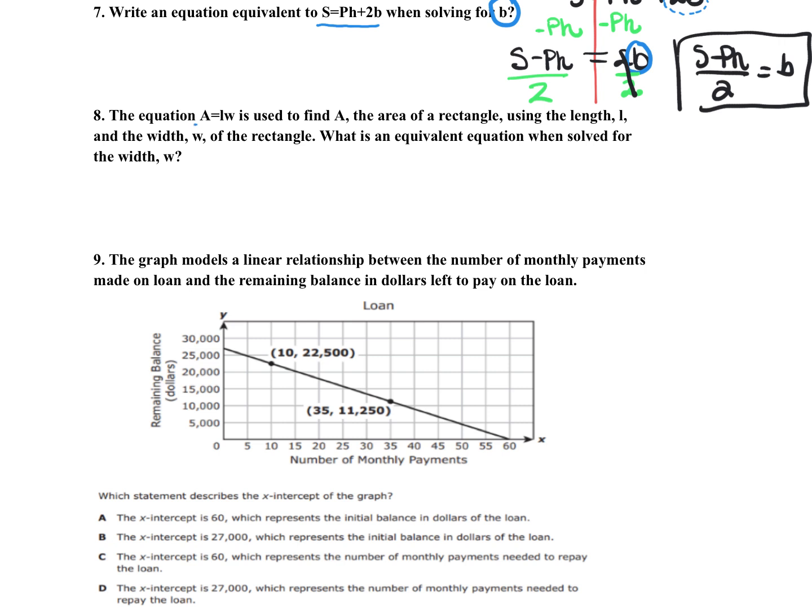Number 8 says area equals length times width, or L times W. And what is an equivalent equation when solved for W? So I have A equals LW, and I want to solve for W. Well, the L's with the W right now. And to get the W by itself, I need to move the L. And they're multiplying, so the opposite of multiply is to divide. And if you do it on one side, you have to do it on the other side. These L's cancel off, so I'm left with A over L equals my W.